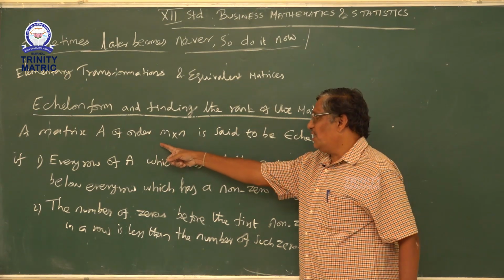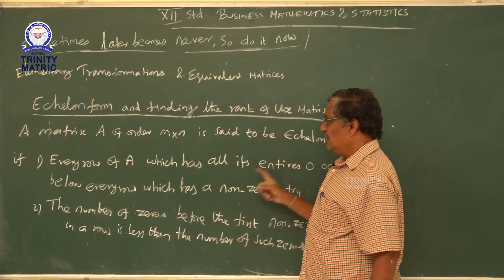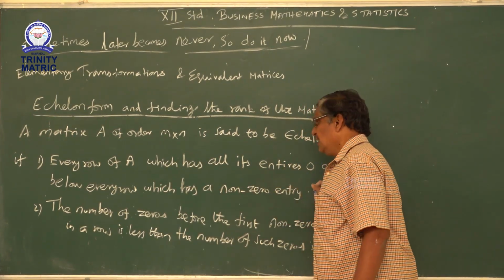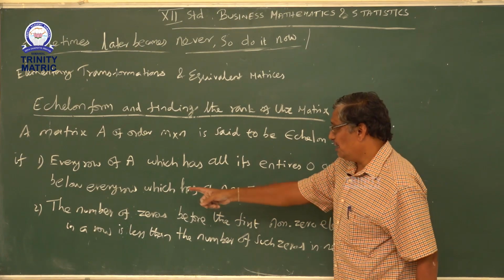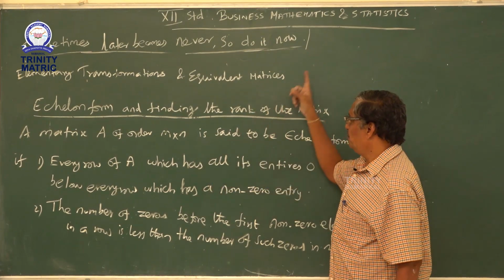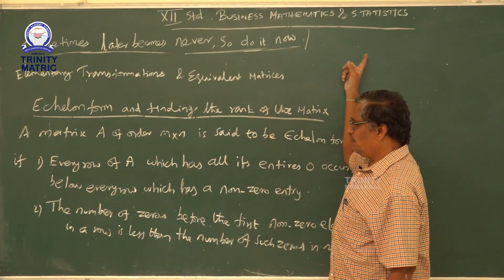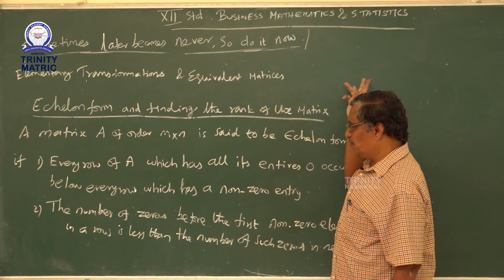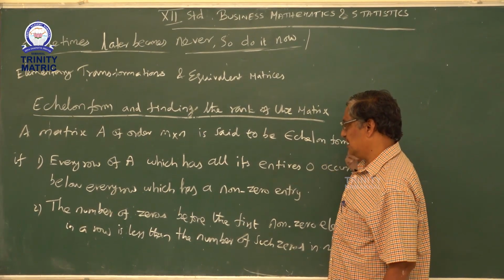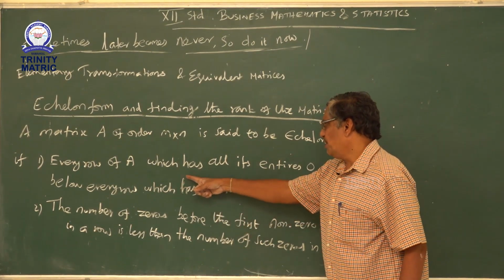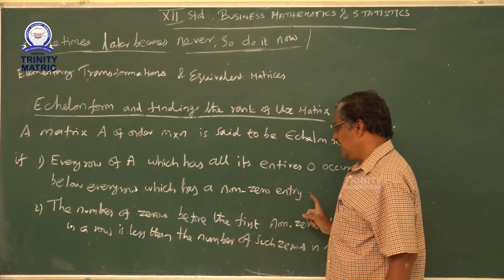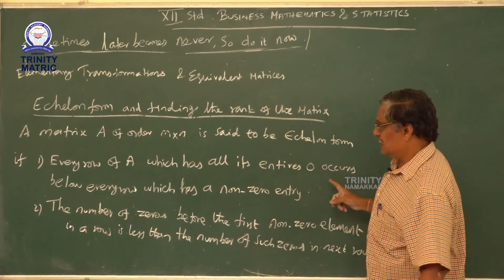A matrix of order m by n is said to be in echelon form if every row of A which has all its entries 0 occurs below every row which has non-zero entries. For example, the first element must be 1, then the second row's first element must be 0, and in the third row, the first element 0, next element also 0. Like that, every row with all entries 0 occurs below every row with a non-zero entry. While doing the sums, you can catch my points.